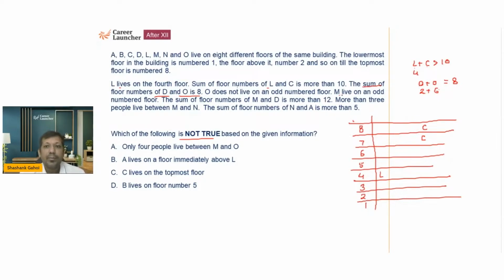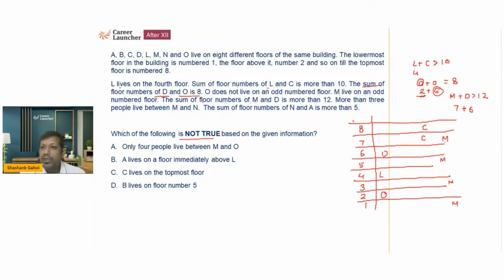Okay. M lives on an odd numbered floor. Okay. So M is odd. So M can be either 1, or 3, or 5, or 7. Okay. The sum of floor numbers of M and D is more than 12. So I can say that M plus D is more than 12. Okay. What is the best case scenario for M? M is 7. So if I do 7, 7 plus 2 will not do. So 7 plus 6. It means D has to be on the 6th floor, and O has to be on the second floor. Okay. This is what we are getting.